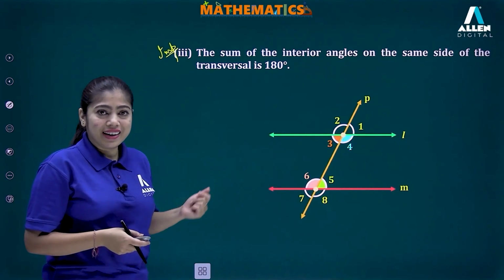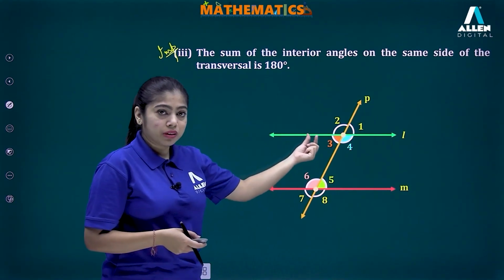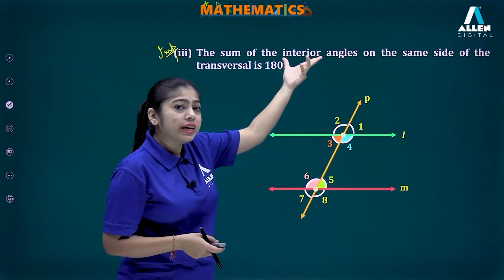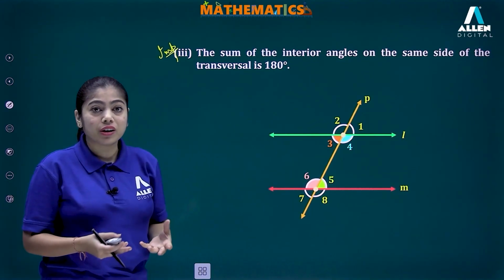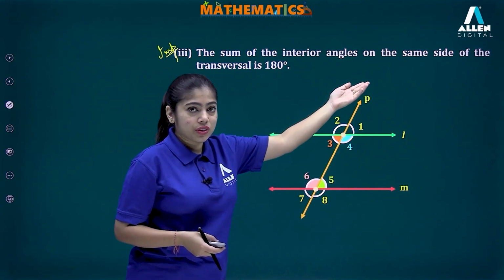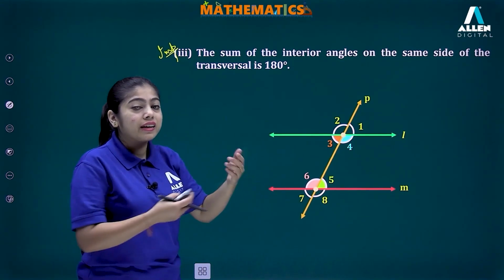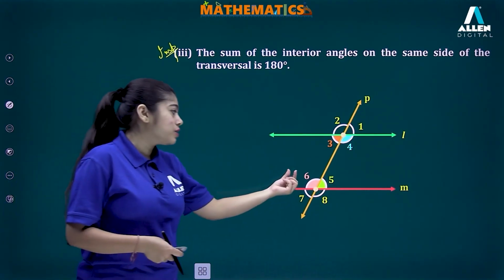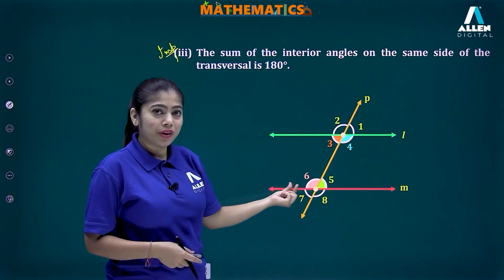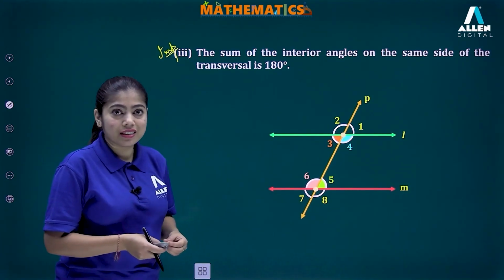How do they look? Let us see here. The same figure we have. Now if I take angle number 3, as we are talking about interior angles, then again we are going to take another interior angle on the same side of the transversal. So if we choose angle number 3, the other interior angle on the same side of the transversal is going to be angle number 6, right? So angle 3 and angle 6 are co-interior angles, right?